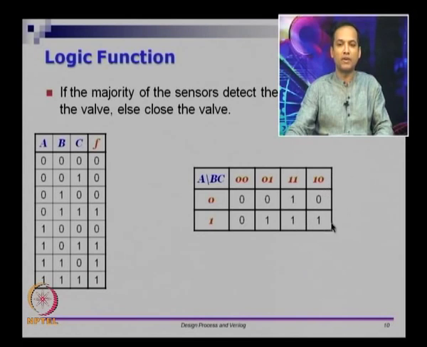Written as a Karnaugh map, you have this entry. You know how to write it, so I will not go into the details now. Now I want to map these things. To map, there are 3 groupings of 1s that are possible.